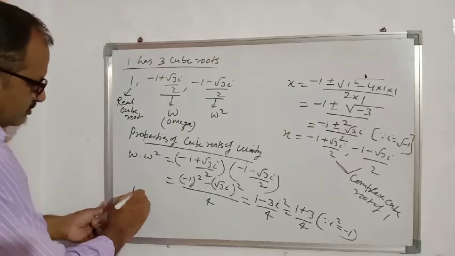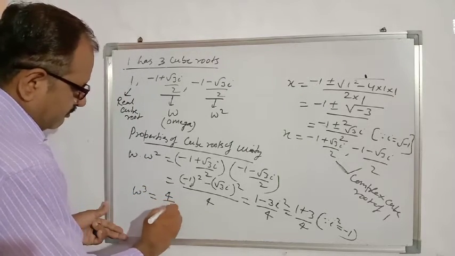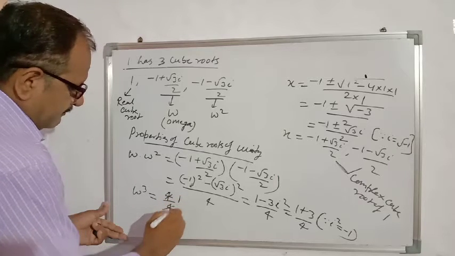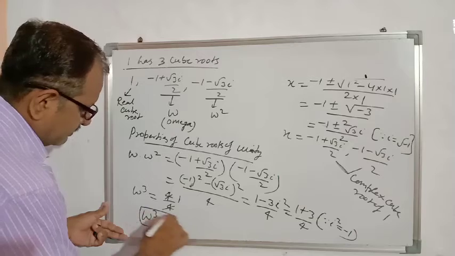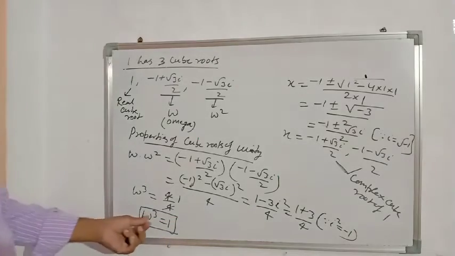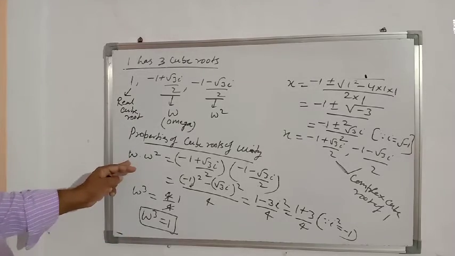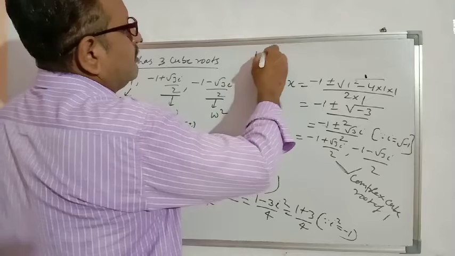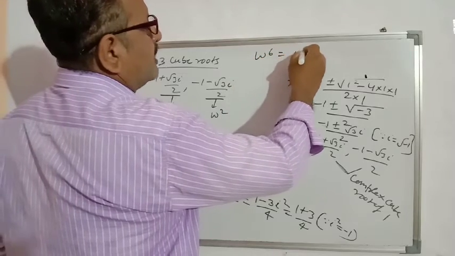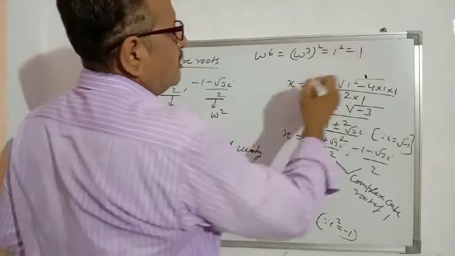Omega into omega square is omega cube, so omega cube equals 4 by 4. 4 cancels 4, so omega cube is equal to 1. This is the first property: omega cube is equal to 1. What will be omega 6? We can write omega cube whole square, and 1 square is 1.